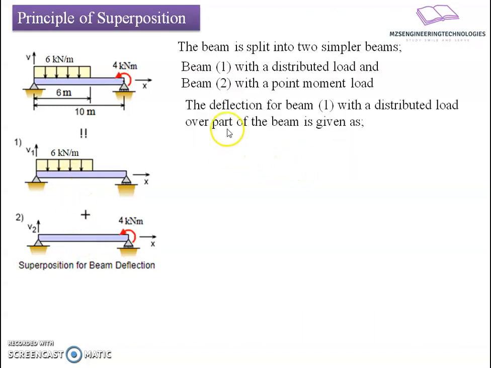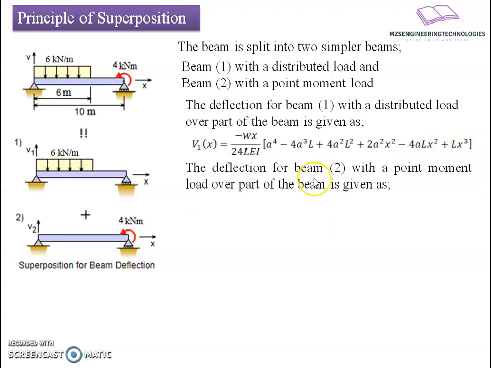For that, the deflection for beam 1 with a distributed load over part of the beam is given by the standard solution for the case where the partial UDL acts over part of the span of the beam. So we have the relation: minus w x divided by 24 L EI, times a to the power 4 (a is the span over which the UDL is spread), minus 4 a cubed L (L is the total span of the beam), plus 4 a squared L squared, plus 2 a squared x squared, minus 4 a L x squared, plus L x cubed.